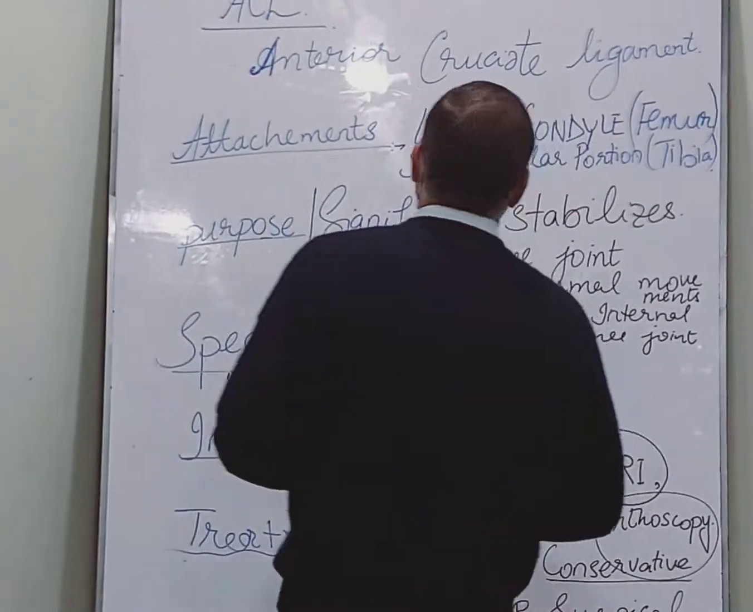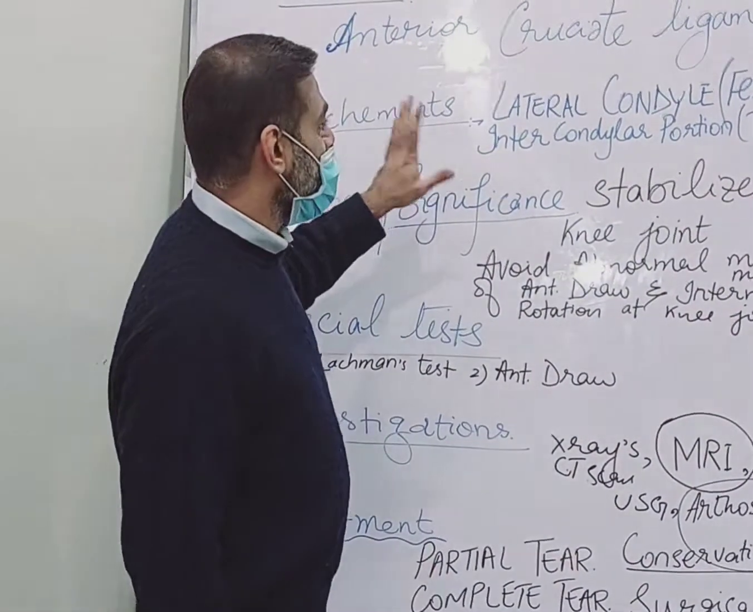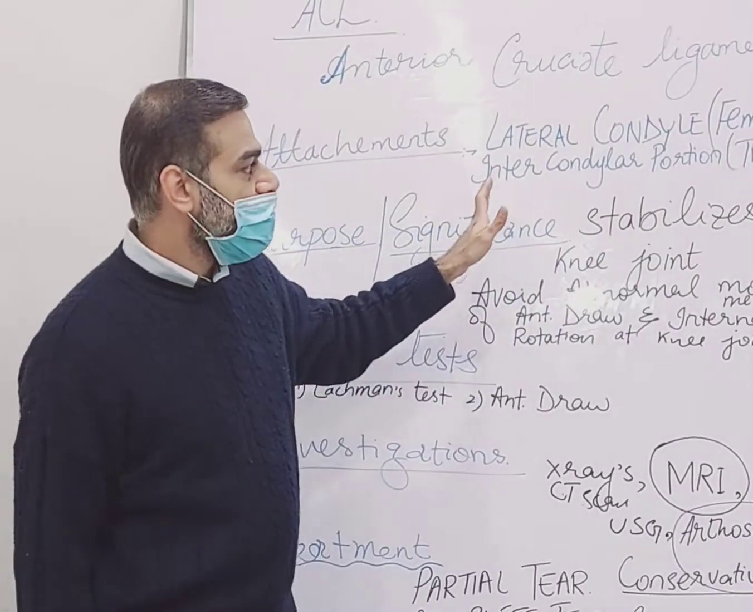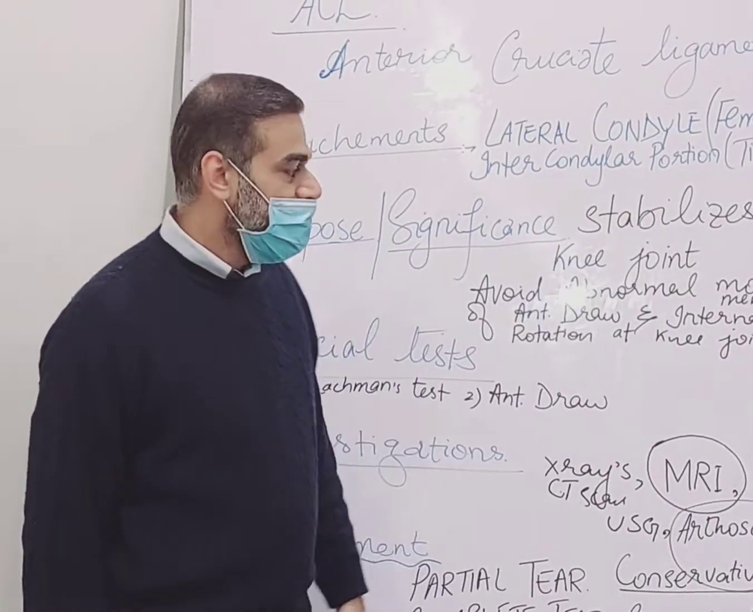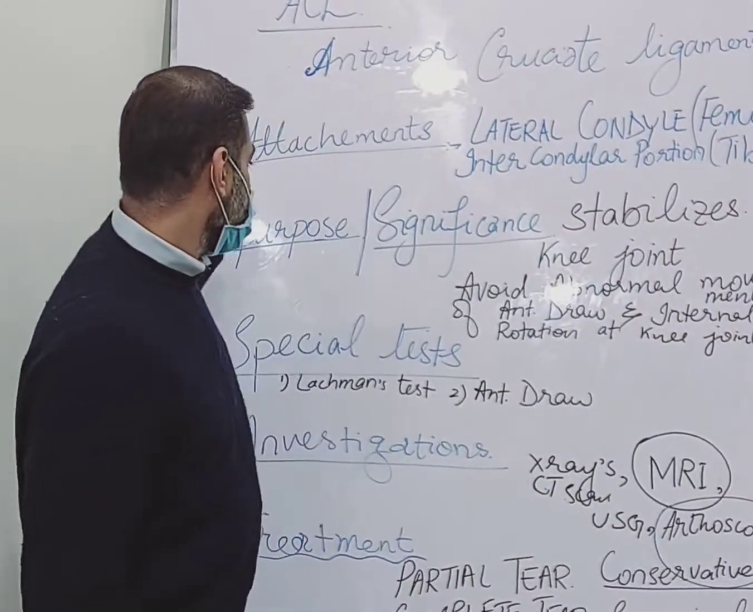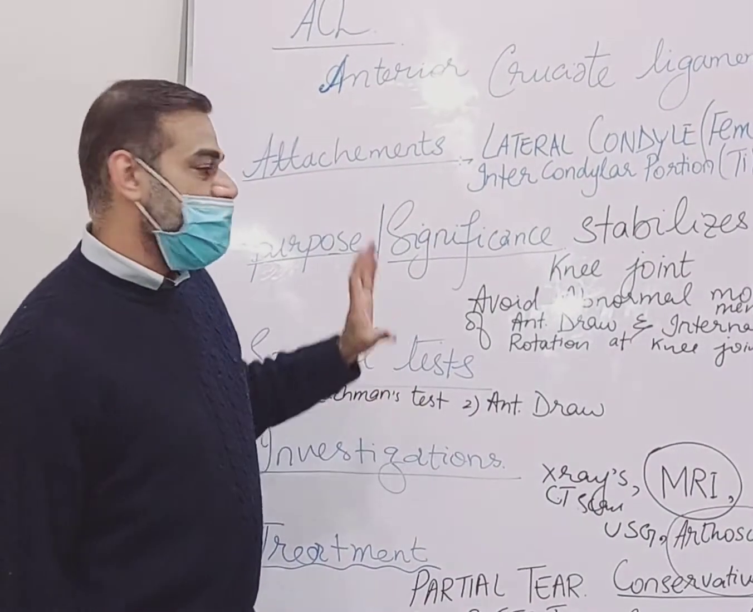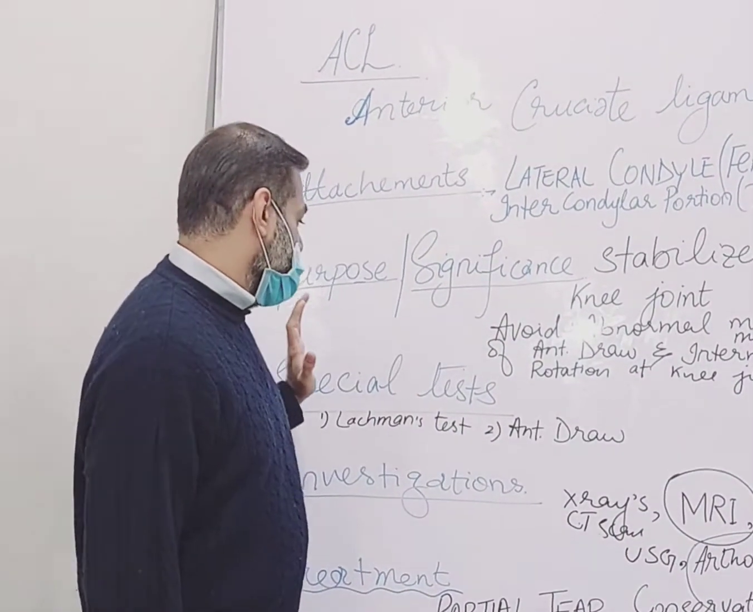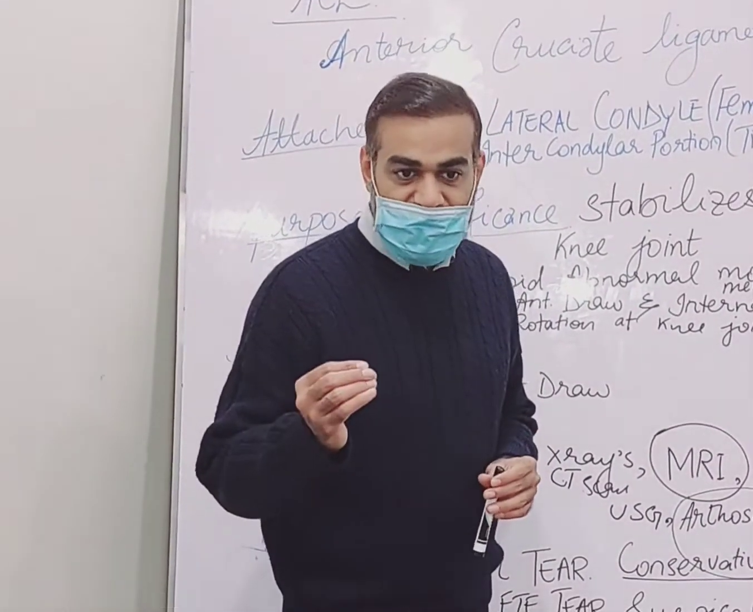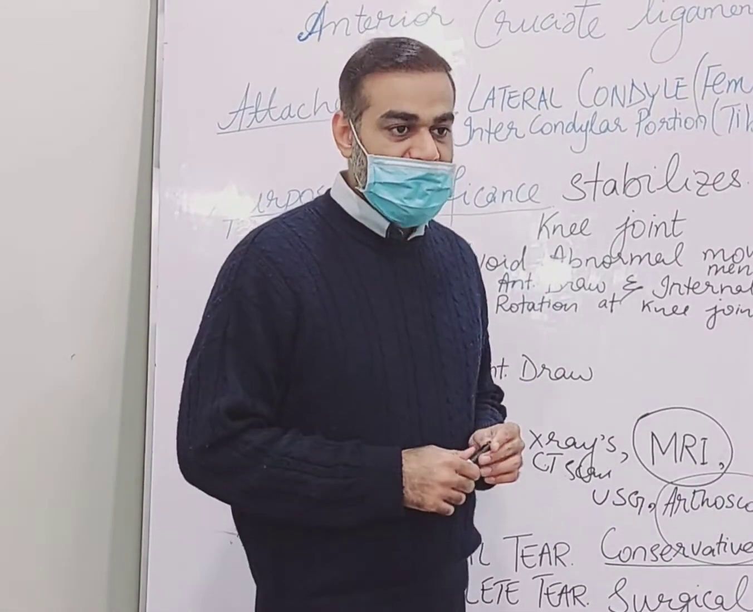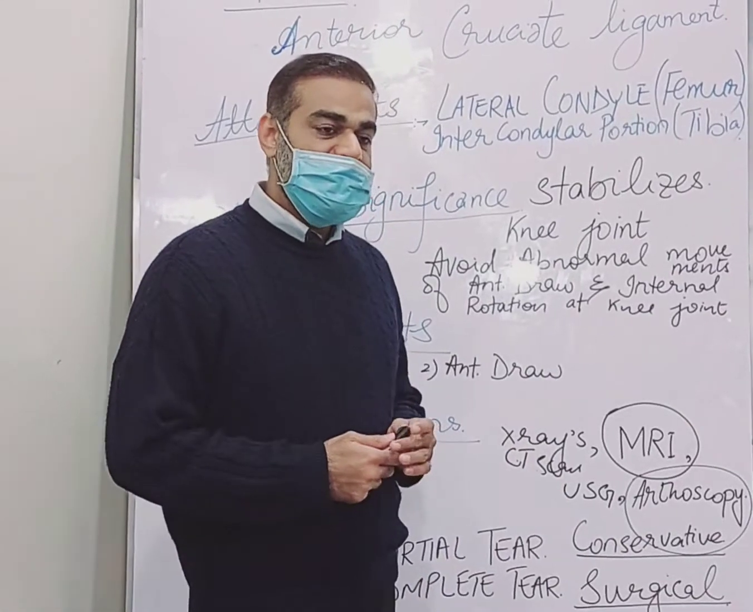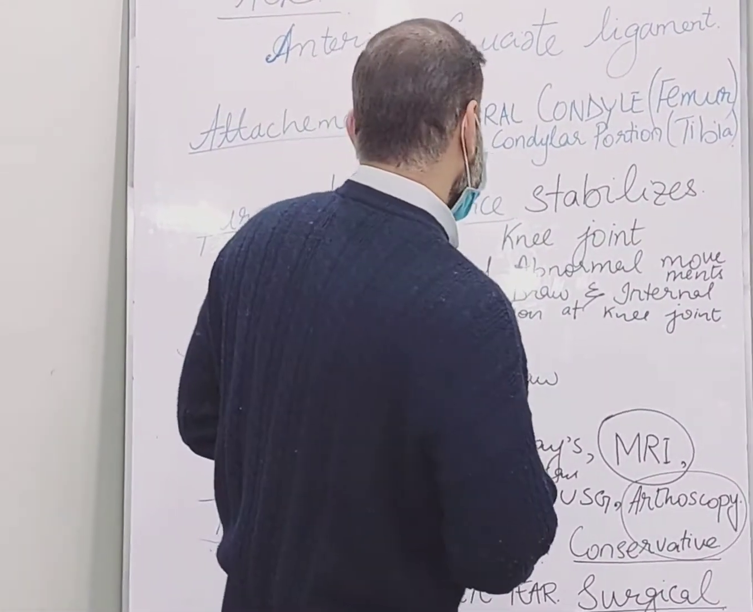What are the attachments of this particular ligament? It is attached at the lateral condyle of the femur and the intercondylar portion of the tibia anteriorly. These are the attachments of this ligament. Purpose I have already told you, that it stabilizes the knee joint. And it is to be noted that it is the most common injury at the knee. Whenever someone falls or twists his or her knee, the anterior cruciate ligament is the most prone.